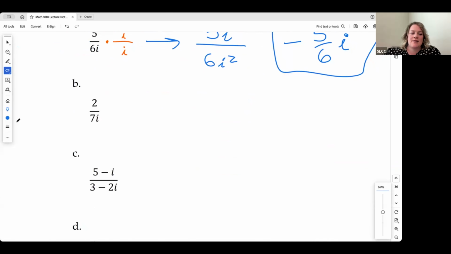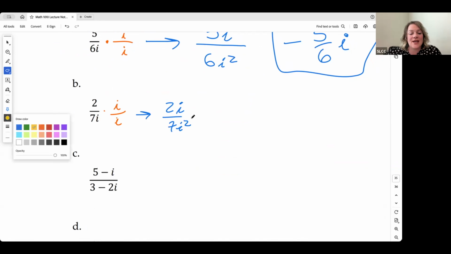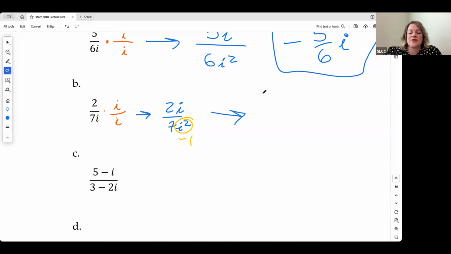2 over 7i. Same process. You don't need a -6 or a -7. You just need an i. So multiply by i over i. And then I see that this gives me 2i over 7i squared. And then I remember that i squared is -1. And then I write my answer. So -2 over 7, times i. And that's okay if you take the i kind of outside, out of the numerator, and just put it over there. Perfect.